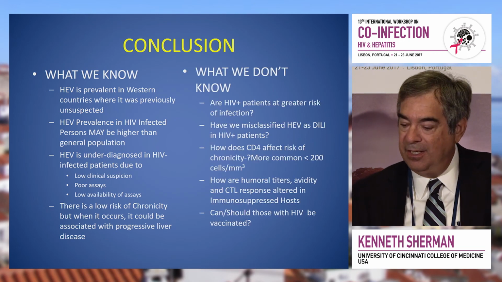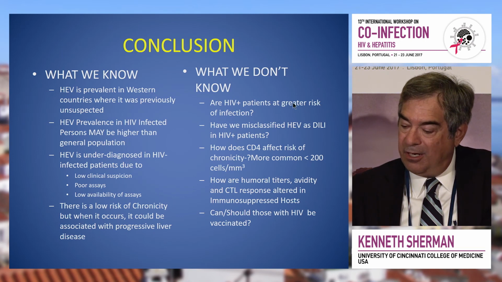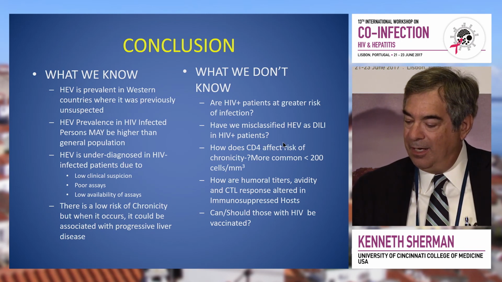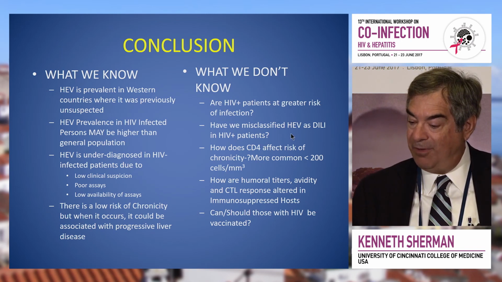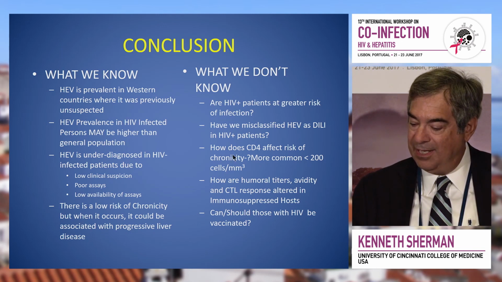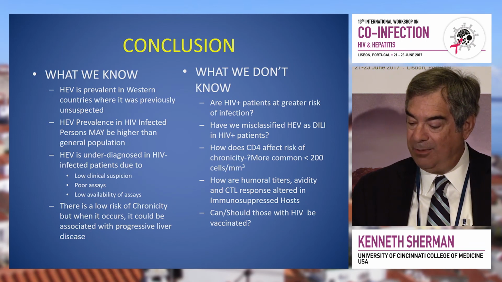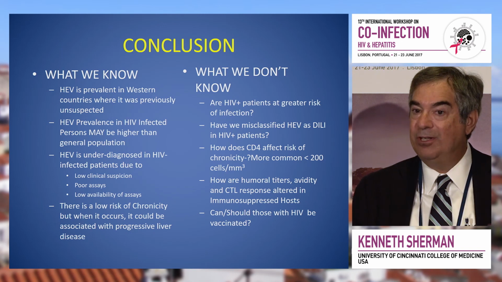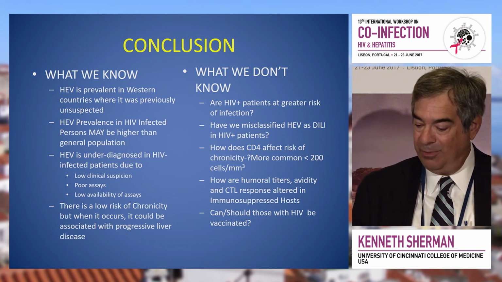There is not a huge risk of chronicity, it appears, but when it occurs, it could be associated with progressive liver disease. Things we don't know: are HIV patients at greater risk? I've mentioned that already. I have to wonder, have we misclassified HEV as drug-induced liver disease or other etiologies in some HIV-infected patients? How does CD4 affect risk? Is it really more common below 200? How are humoral titers, avidity, and CTL response altered in our HIV-infected patients, and how does that affect this chronicity process? We don't know.